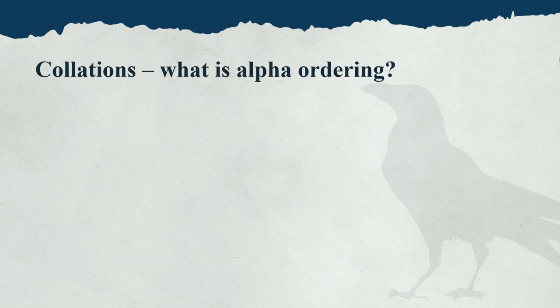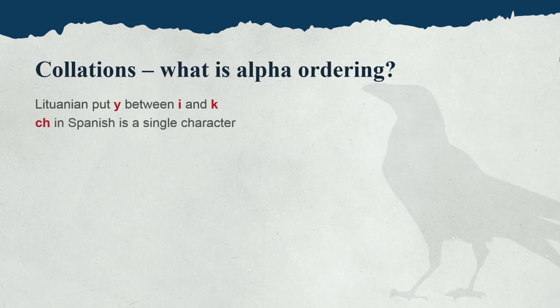Another concept is alphabetical ordering. So A, B, C, D, this is the usual American order. Ordering is cultural, locale dependent. A few examples: in Lithuania, they put the Y between the I and the K. Nice. So you have to know which language is used for a text to be able to sort it. If you have Lithuanian names, you know that you should put that Y after the I and before the K. Another example: in Spanish, we have CH, which should be considered as one single letter.